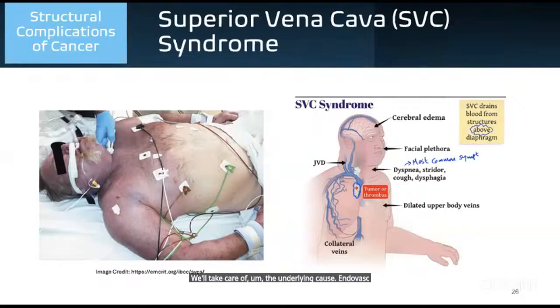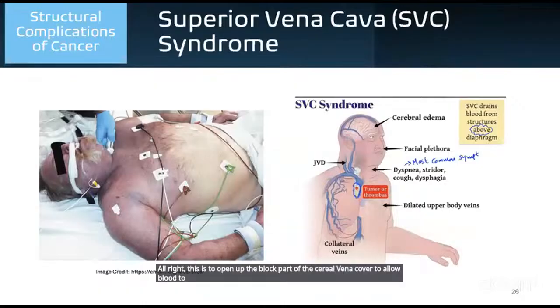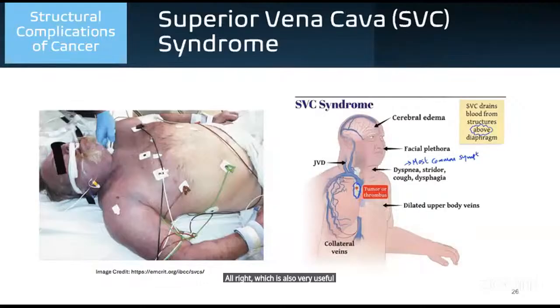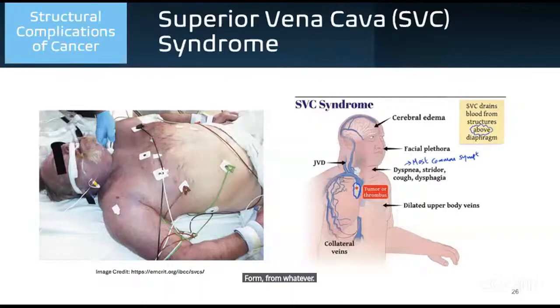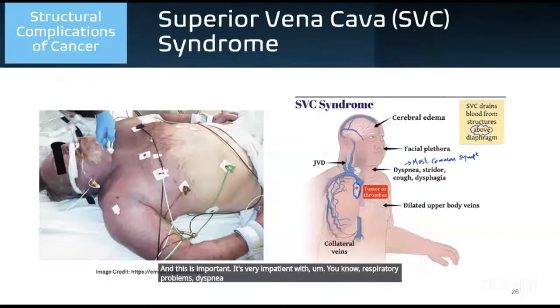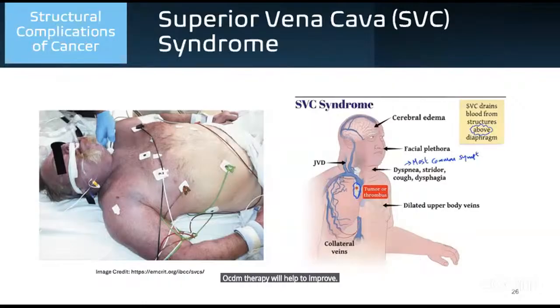Endovascular stenting is to open up the blocked part of the superior vena cava to allow blood to flow, which is also very useful, especially in taking care of the symptoms. Anticoagulation therapy, especially if you have a thrombosis formed from, maybe, the indwelling central venous catheter, will help. And this is important especially for patients with respiratory problems, dyspnea, difficulty breathing. Oxygen therapy will help to improve the oxygen levels in the body.